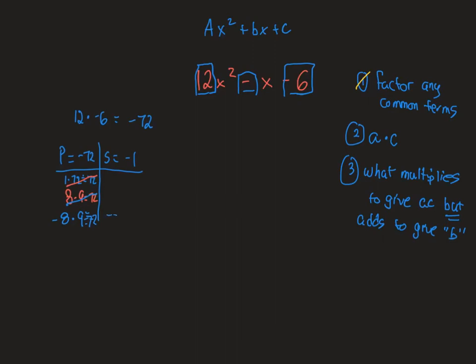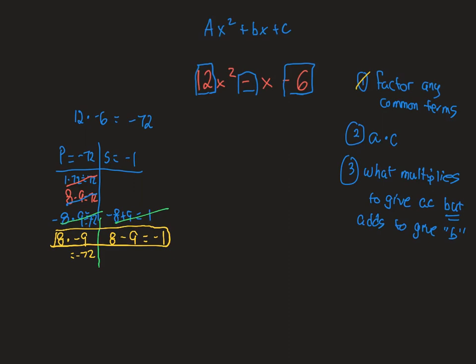But if I do negative 8 plus 9, that's going to give me positive 1. That's not what I want. I want to get negative 1. So that leaves me with positive 8 times negative 9, which is definitely going to give me negative 72. And 8 minus 9 is equal to negative 1. So this is definitely what I want. I want 8 times negative 9.